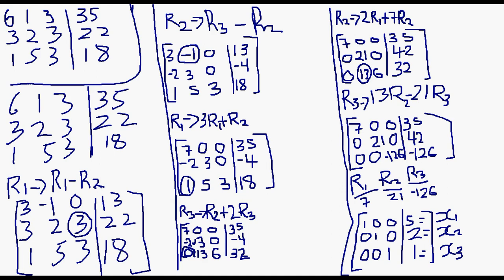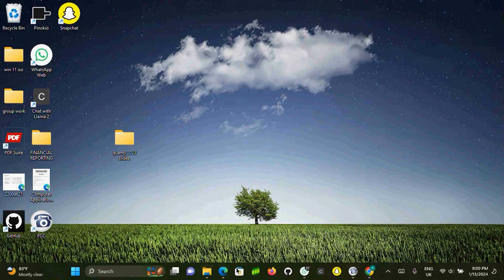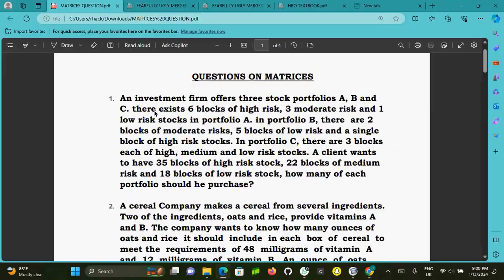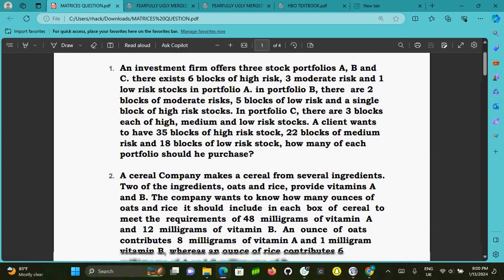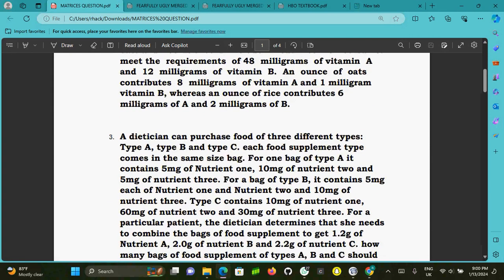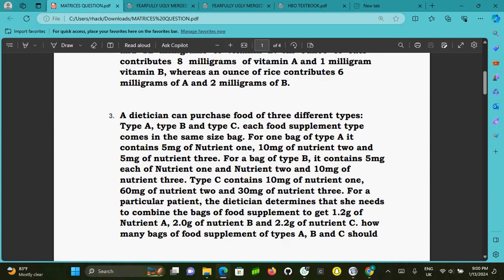Okay. So, please do question 2 and then 3 as an assignment. Do question 2 and question 3.